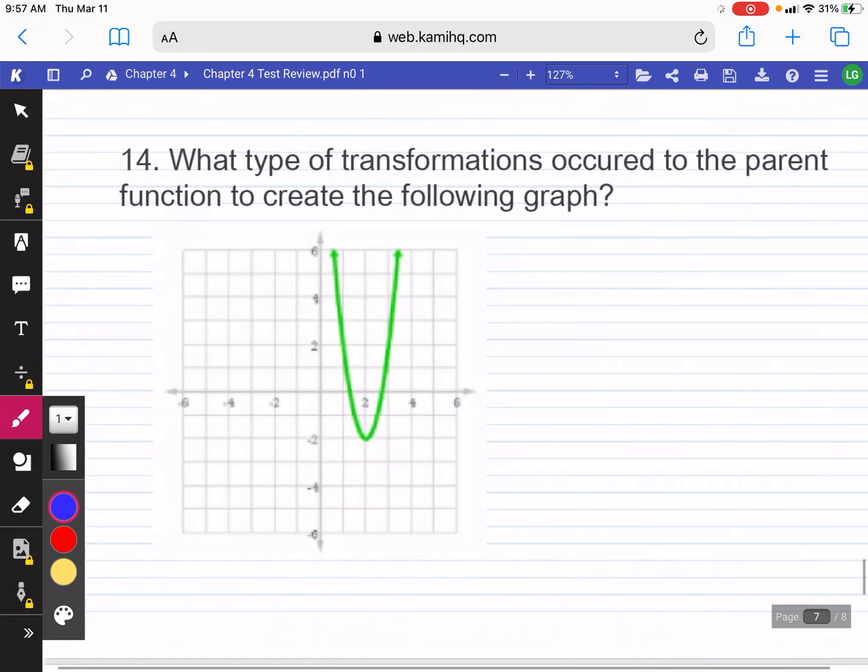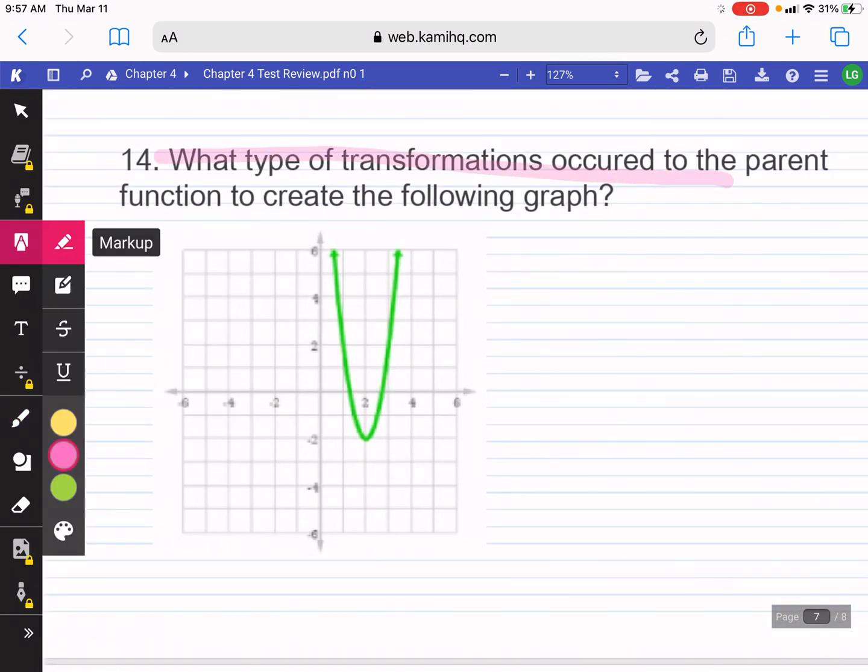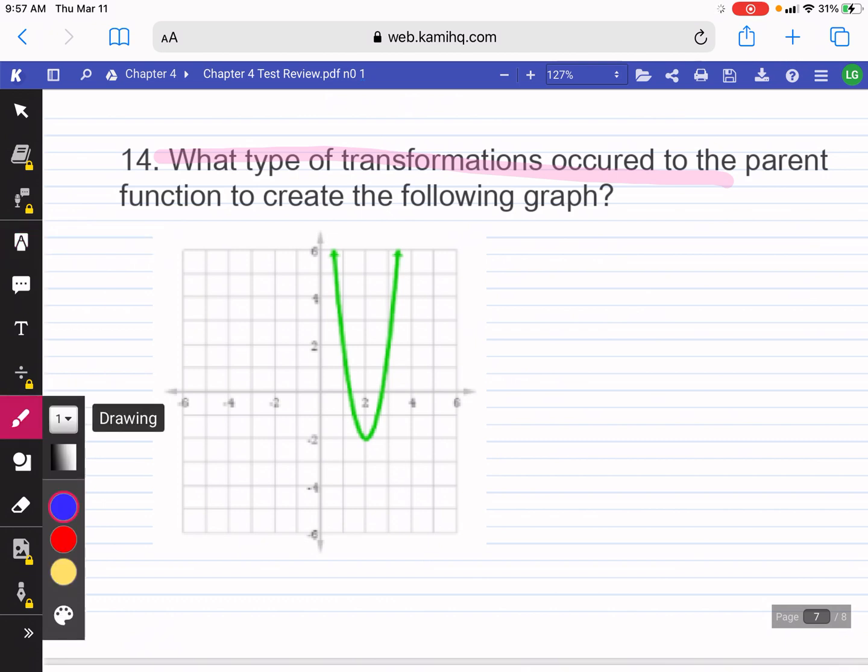And this next one, it's asking what type of transformations occurred. So we're going to compare it to the parent function, which starts at (0, 0). Here we can see it moves down 2, and it moves left 2 to get to the new vertex. So it moves down 2 and left 2. This one's facing upward, so there's no reflection.